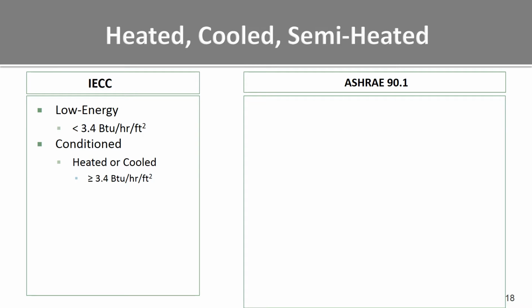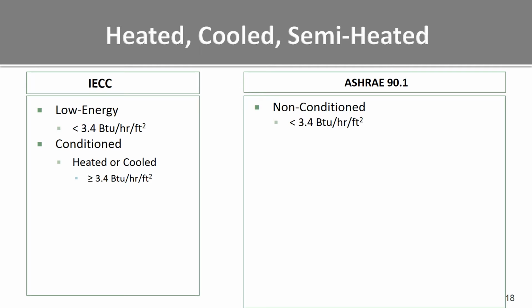For fully conditioned spaces, you have it defined as either being heated or cooled. So anything greater than or equal to 3.4 BTUs per hour per square foot. It's as simple as that.